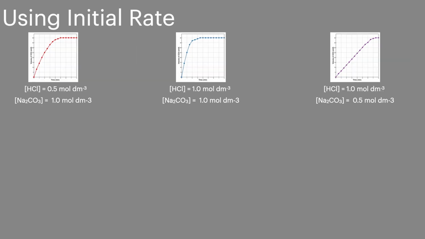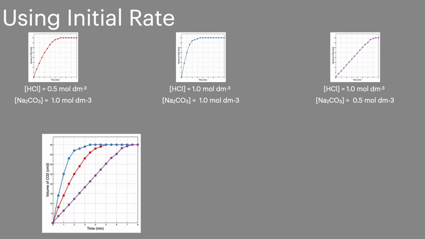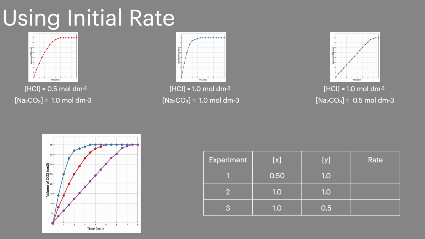Having collected reaction data for a range of different concentrations, making sure to only change one concentration at a time, we can plot them as 3 separate graphs. Or we can plot all 3 experiments on one graph. Once we've done this, the data can be placed onto a table.